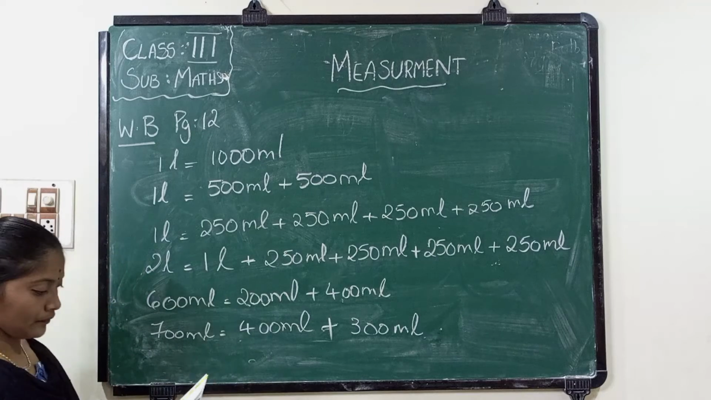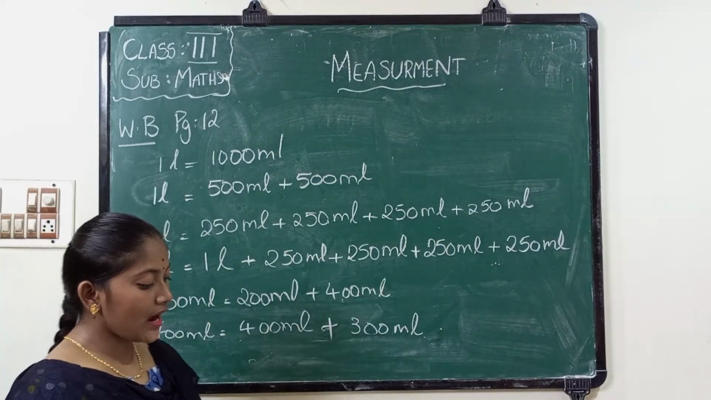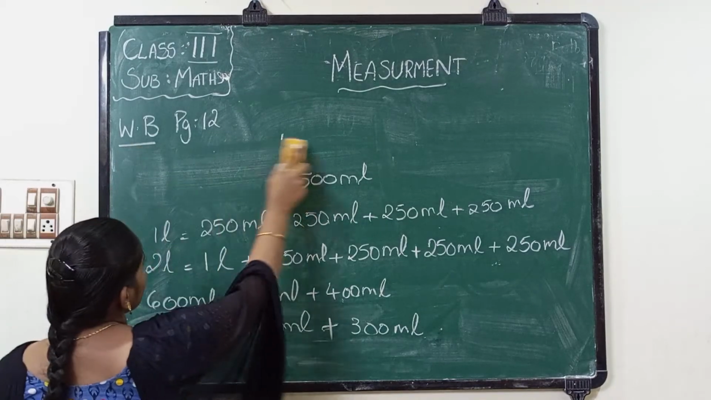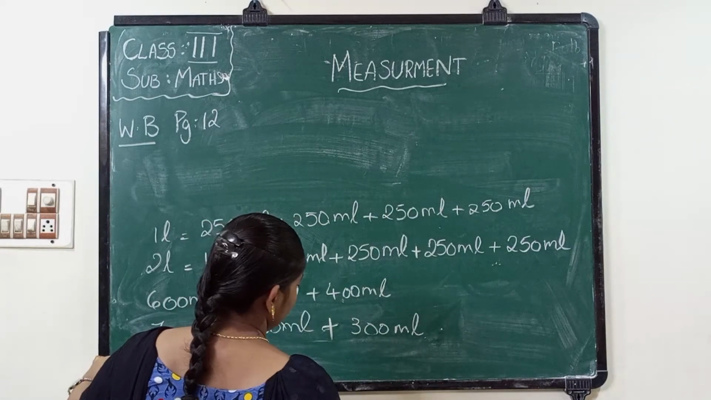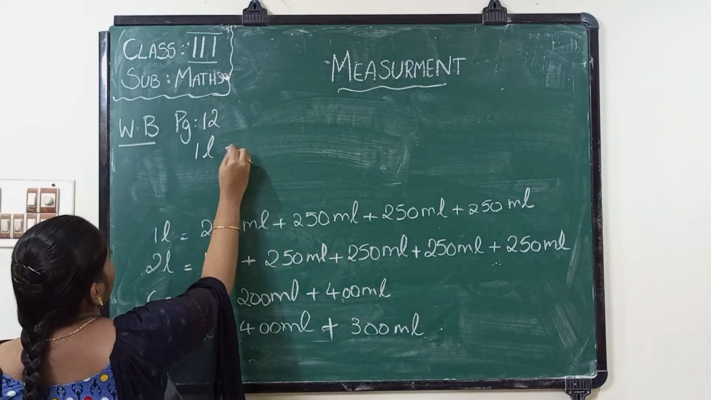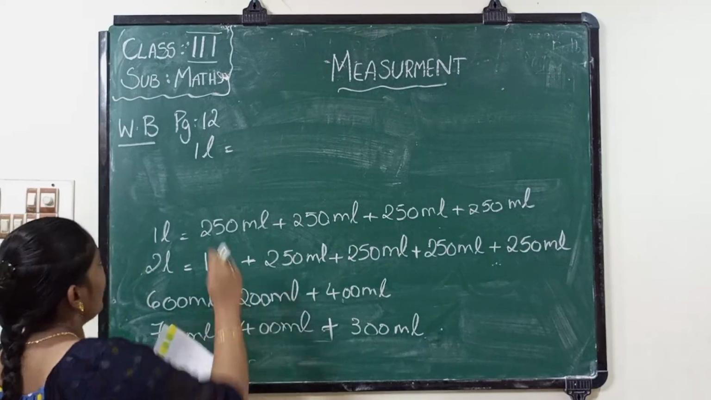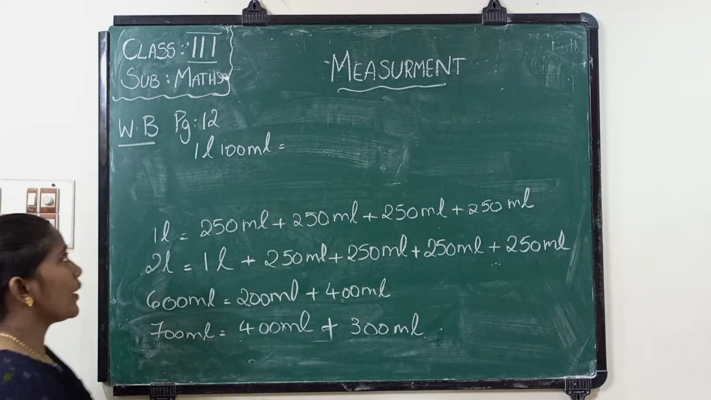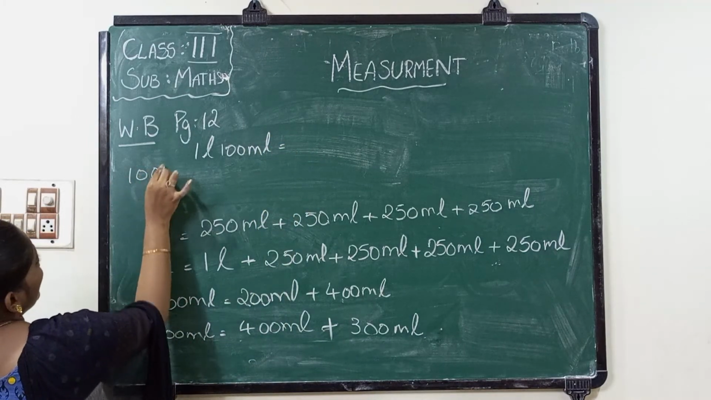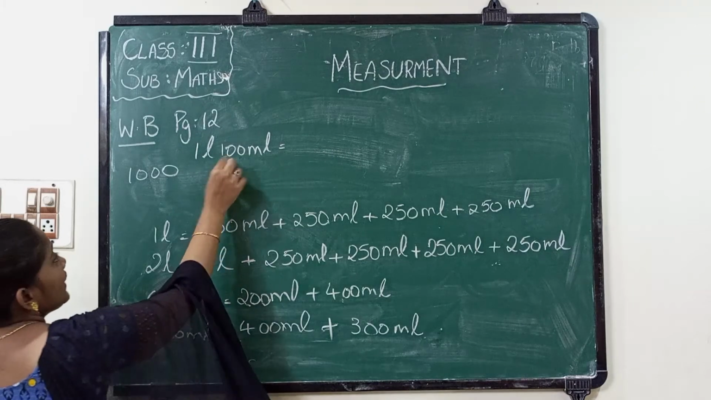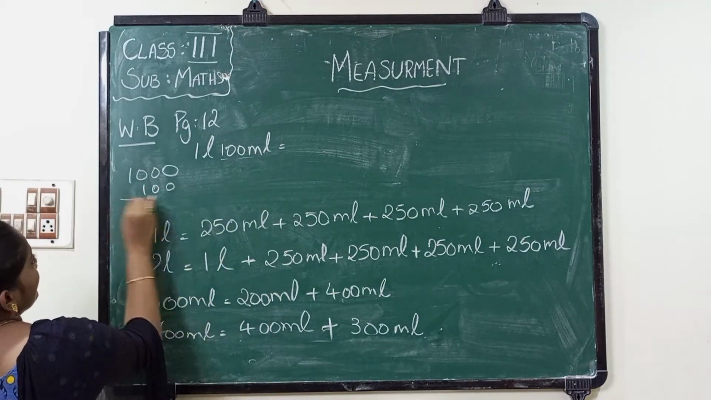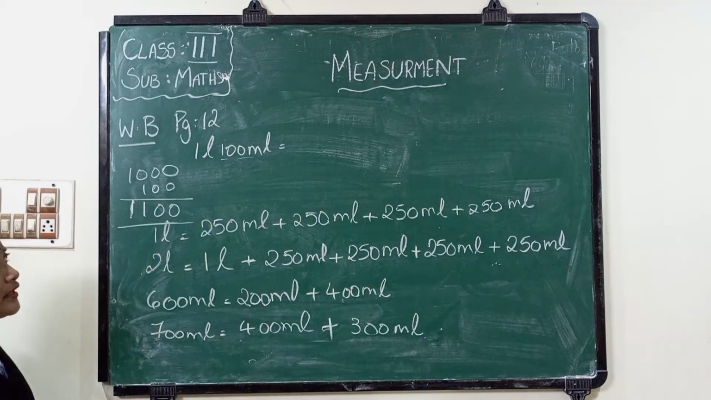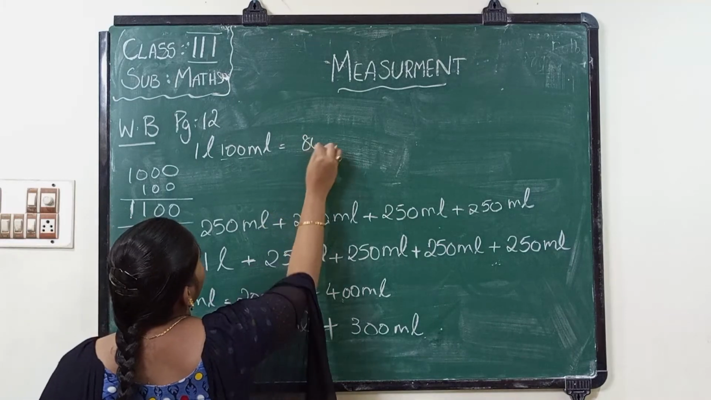Next one. 1 liter plus 100 ml. 1 liter and 100 ml they give. 1 liter means we already know that it is 1000 ml. Here again 100 ml is there. So if I add 100 ml, it means 1100.